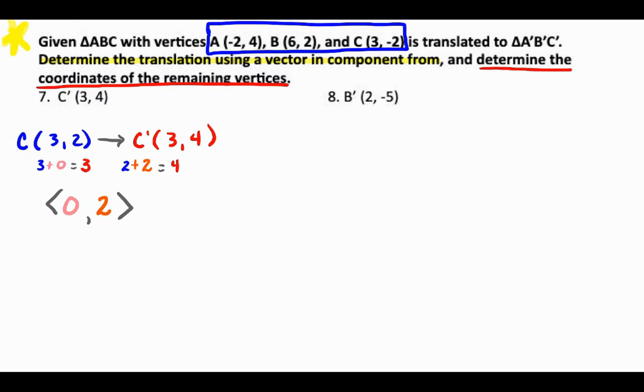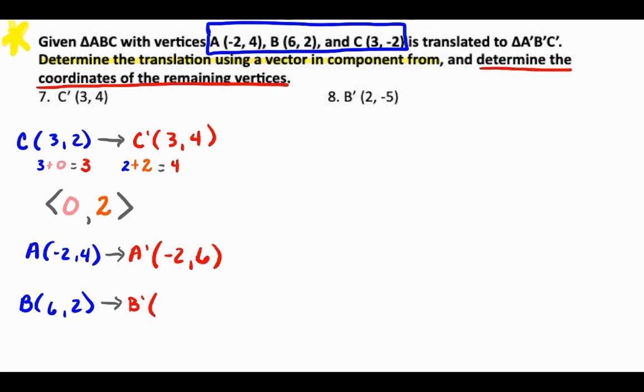Now that we have this, we can go from A, which is at -2, 4, and B, which is at 6, 2, and transform them into our A prime and B prime. So for A prime, we're going to keep the -2 and then 4 plus 2 to get 6. For B prime, 6 plus 0 is 6, 2 plus 2 is 4.